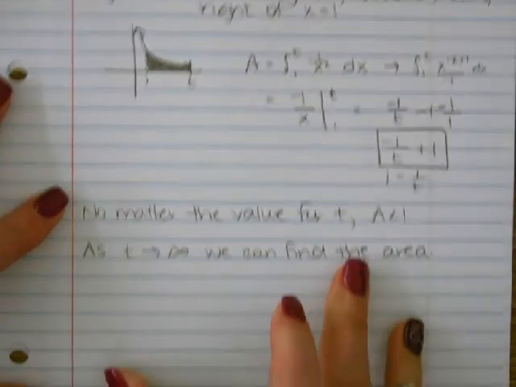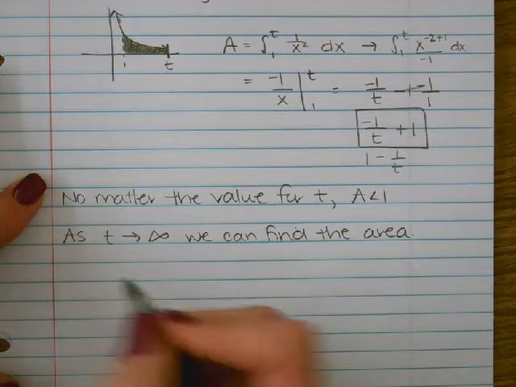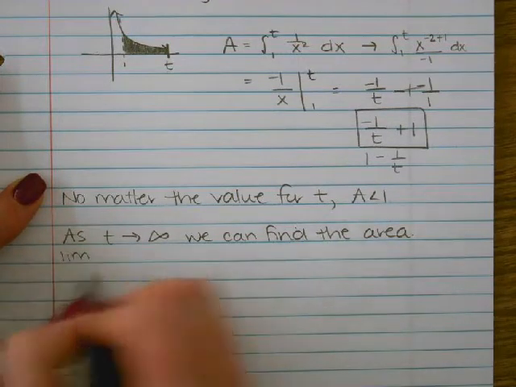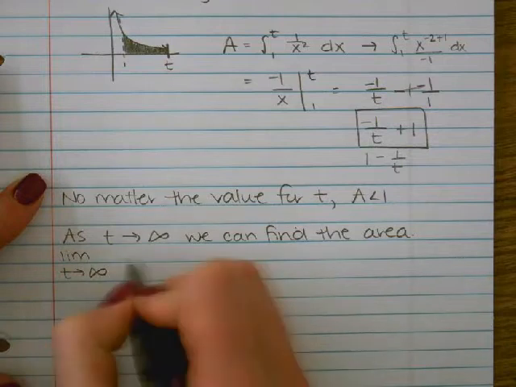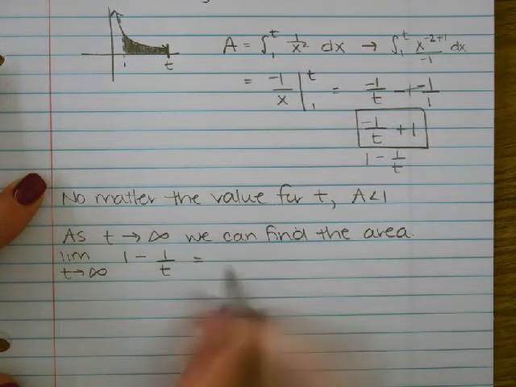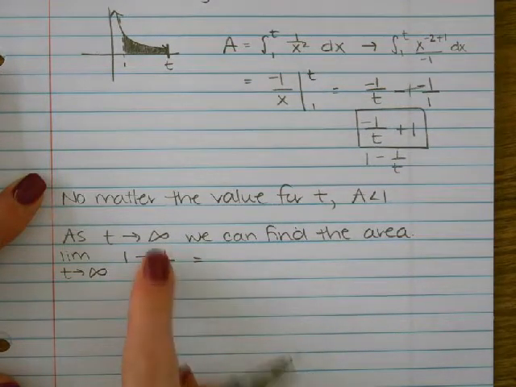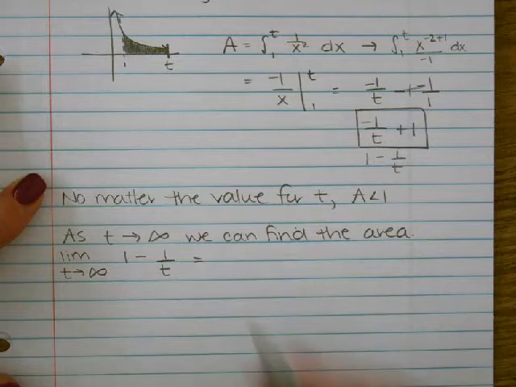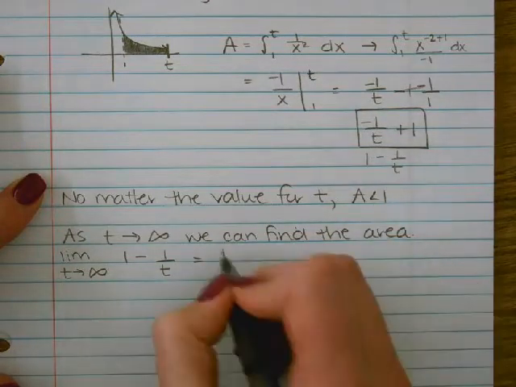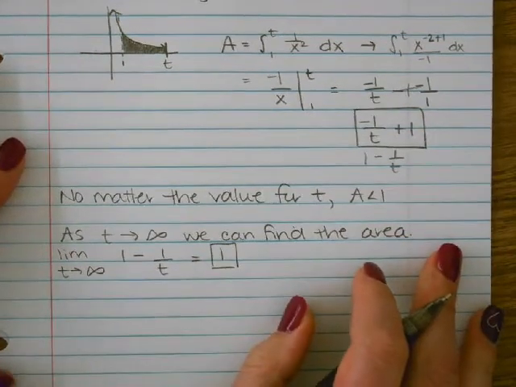So what we're going to do is rewrite this integral. I'm going to say the limit as t goes to infinity of 1 minus 1 over t. And if I think about what would happen if I plug infinity right there, 1 over infinity is essentially 0. So 1 minus 0 is 1. So that means that the area is basically 1.